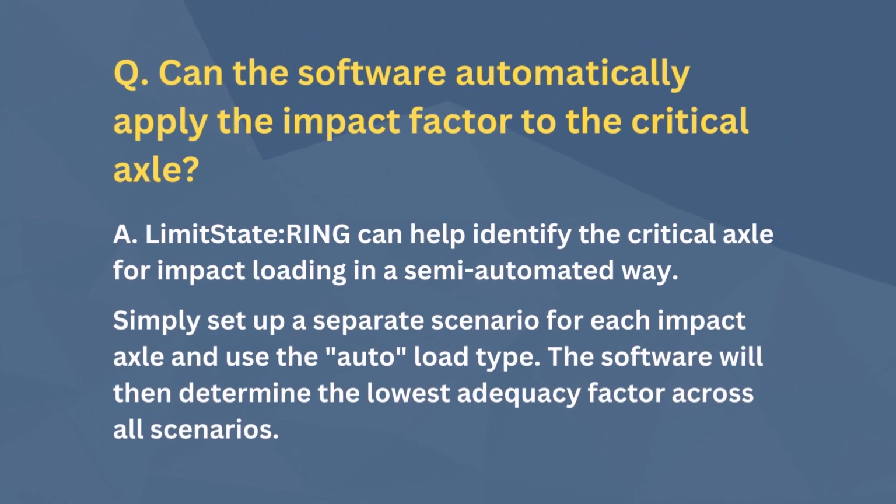Can the software automatically apply the impact factor to the critical axle? The answer is that Ring can help identify the critical axle for impact loading in a semi-automated way. Simply set up a separate scenario for each of the impact axles and use the auto load type, and then Ring will determine the lowest adequacy factor over all of the scenarios.